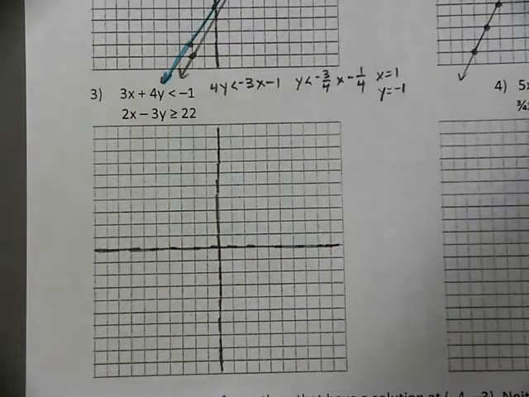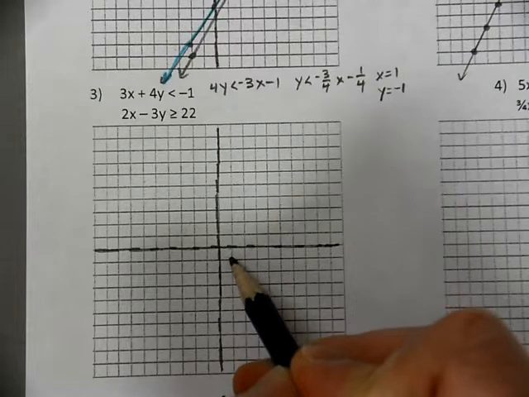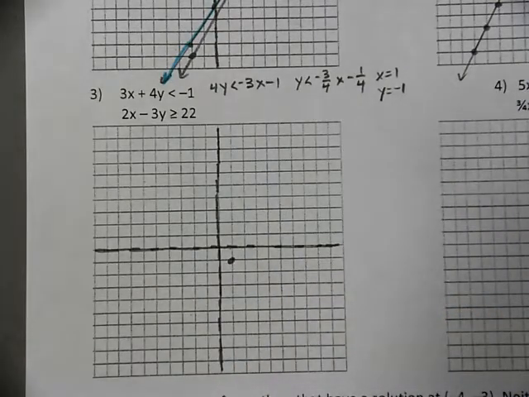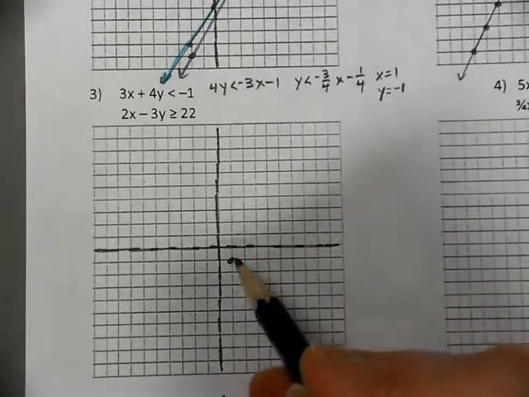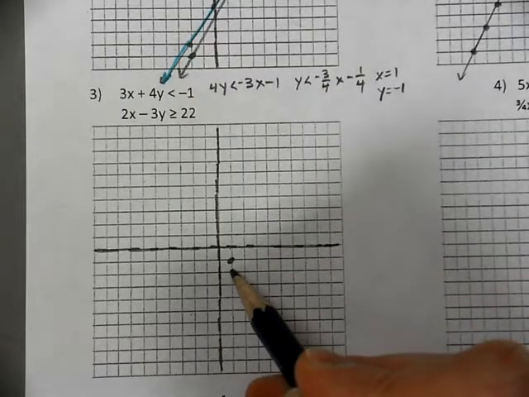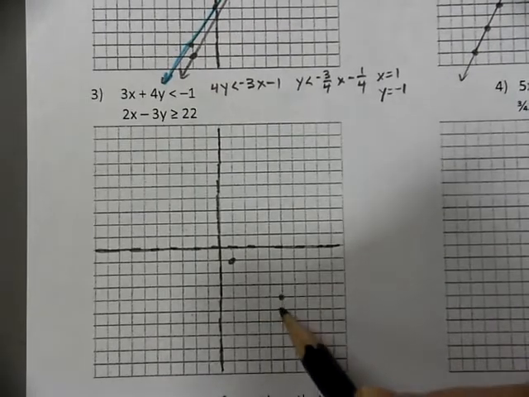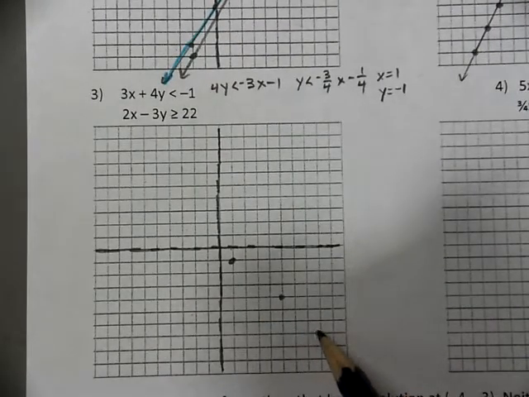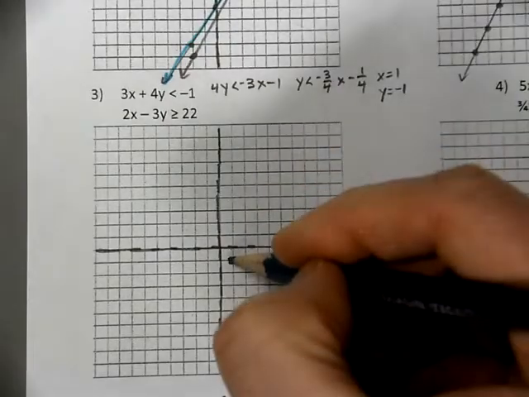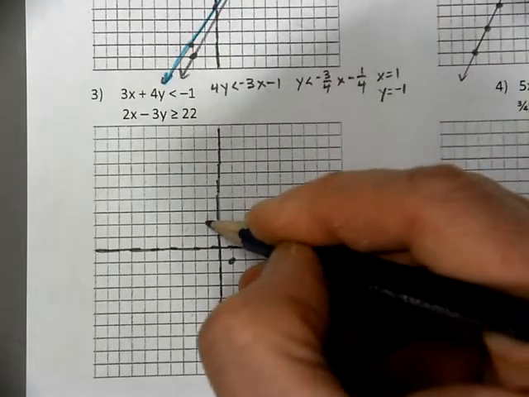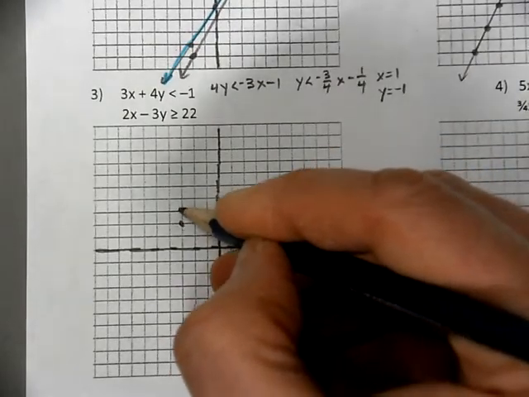So we have the point (1, -1), and we have our slope of negative 3/4. So 1, 2, 3, 1, 2, 3, 4, 1, 2, 3, 4. Positive 3, negative 4.